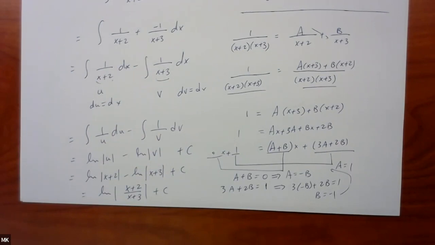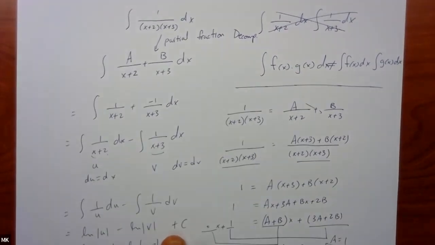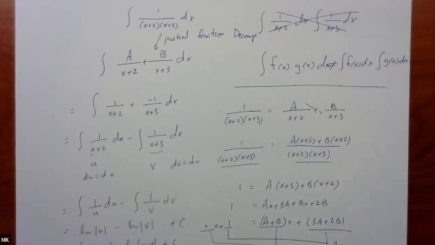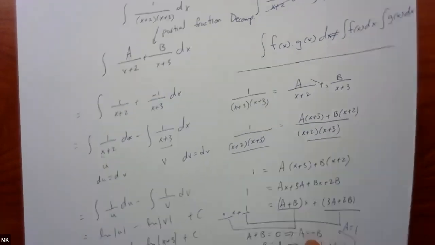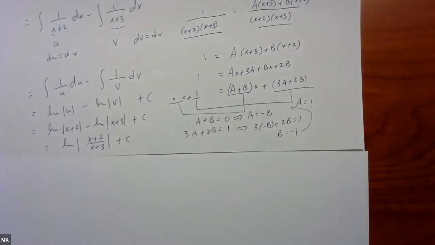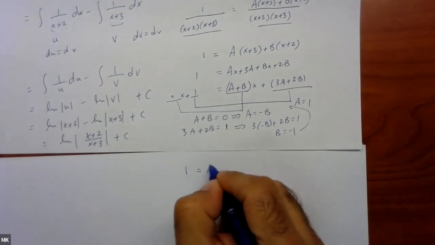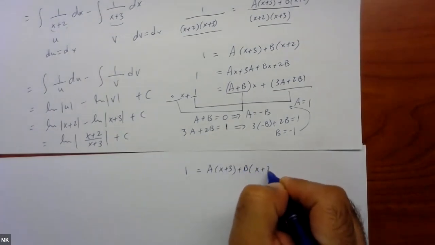If the numerator looks something different, if the numerator was not 1, it was, say, something else like 2x plus 5 or something like that, it doesn't really change much. It's just the calculation here would be different. Now, let me do this process of finding A and B slightly differently. So let's go back to what I had: 1 equal to A times x plus 3 plus B times x plus 2.